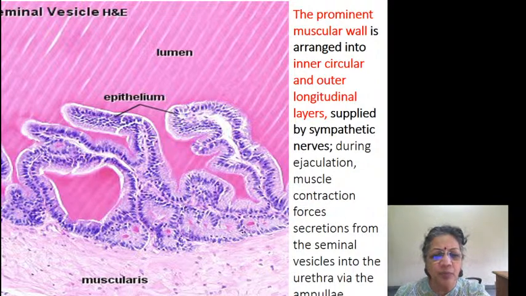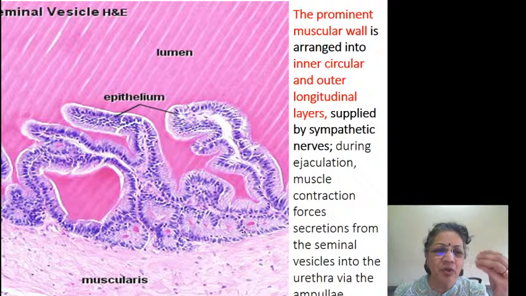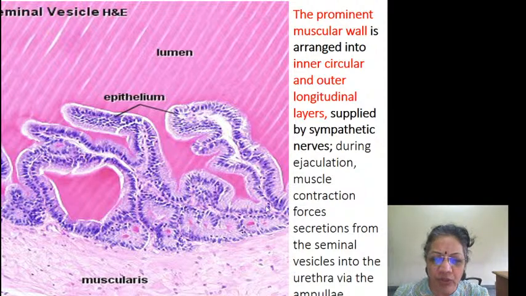So this is the way the epithelium looks under very high power, and these are the secretions. This diagonal look is an artifact, the way the solidified material has been sliced by the microtome. But you only concentrate on the lining epithelium, pseudostratified tall columnar.